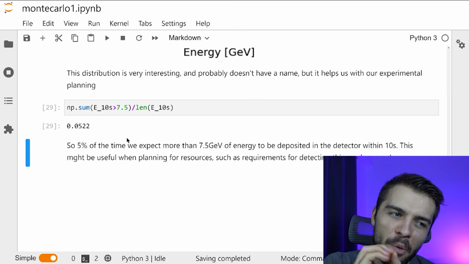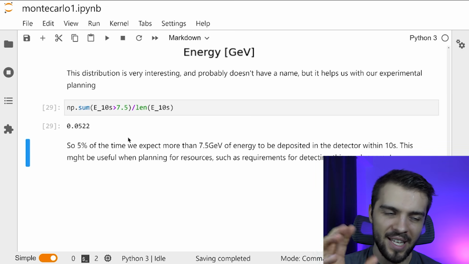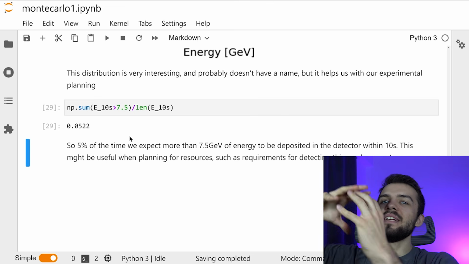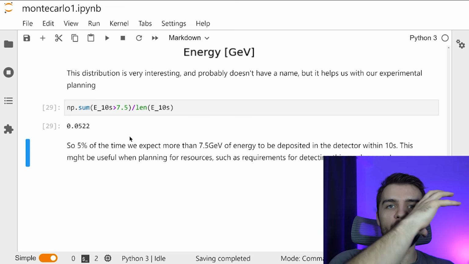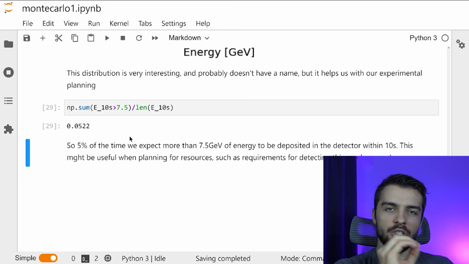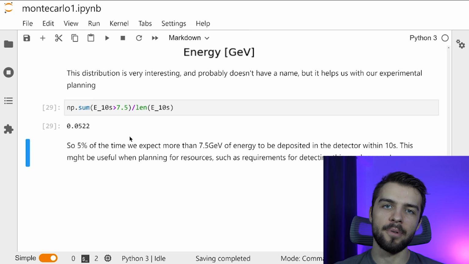So this is a little bit of a taste of what Monte Carlo is and really how it can be useful in experimental planning. And in the ATLAS experiment, like I said, they have an entire simulation and then the entire physical experiment, and they'll actually compare the results of the two to determine things like new particles, for example.